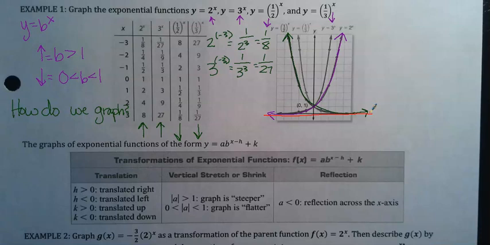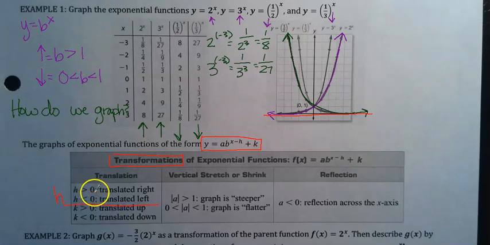All right, the graphs of exponential functions of the form y equals ab^(x minus h) plus k. Okay, these are the transformations of the parent. These are transformations of the parent. That's what it says right here. So to do our translations, we have our h's. Okay, I'm going to draw a line through here. So our h is here.